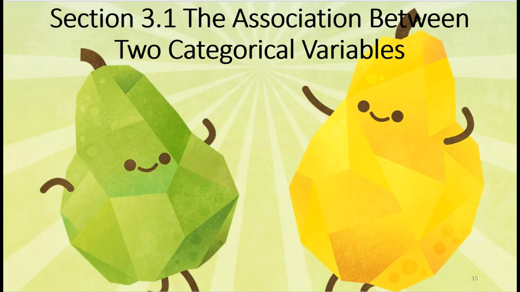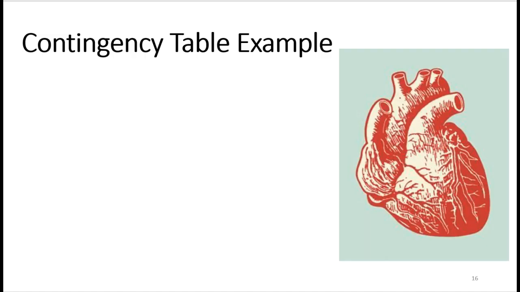This brings us to section 3.1, the association between two categorical variables. We may want to compare two categorical variables. To investigate a possible relationship between two categorical variables, we will use what's known as a contingency table. A contingency table displays the relationship between two categorical variables.